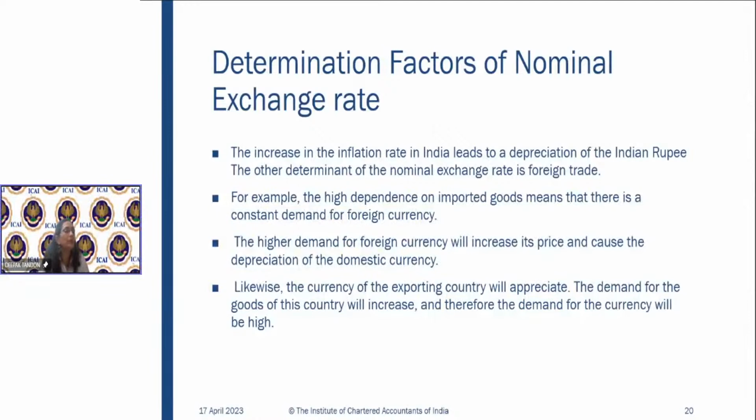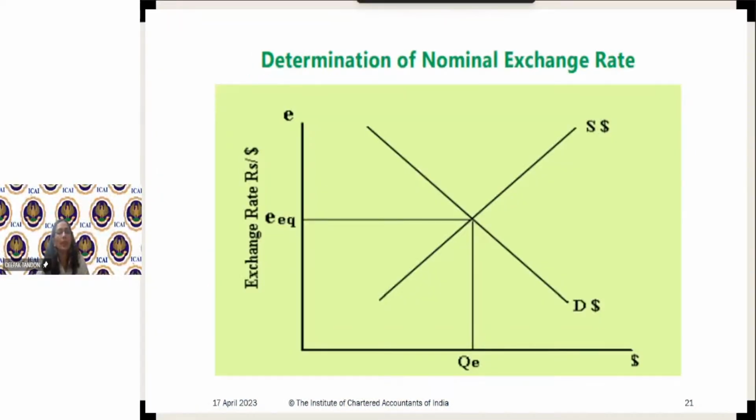Yes, if your country depends more on imports, then the nominal rate will go up because you will have more demand for dollars. So if you have more dollar demand, that means the nominal exchange rate will go up. $1 equal to more rupees means basically the rupee will depreciate. The currency of the exporting country will appreciate and your currency will depreciate. So this is how the nominal exchange rate is decided.